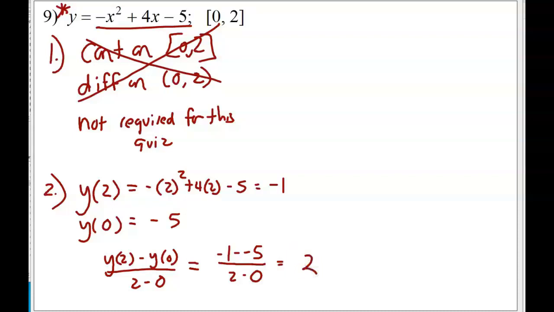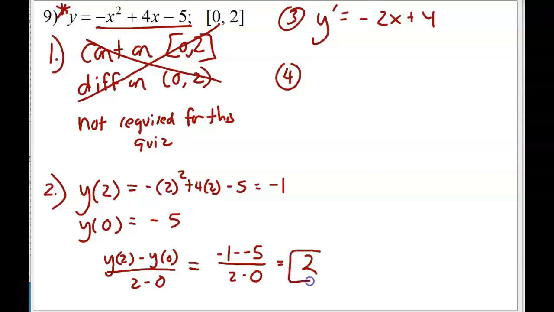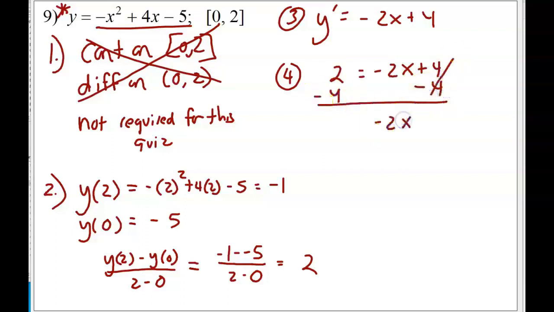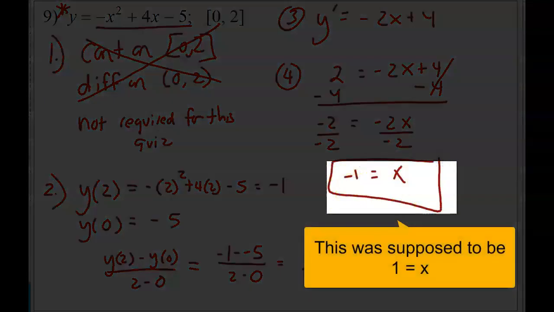Number 3, we need to find our derivative. The derivative is negative 2x plus 4. Number 4, we're going to set these things equal to each other. So I'm going to take my 2 from this step, and I'm going to take my derivative from this step, and we're going to set them equal to each other, like so. And there's my answer.